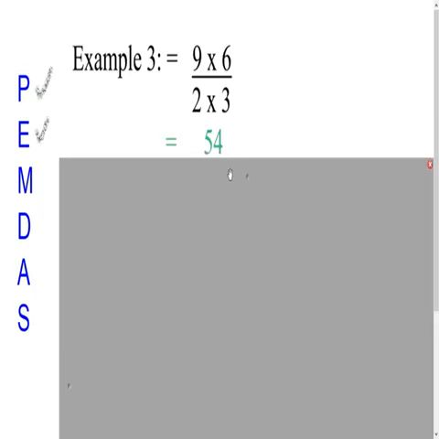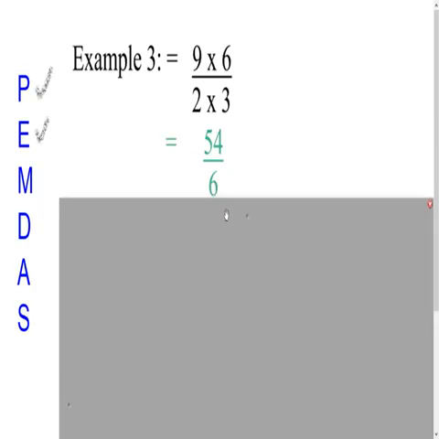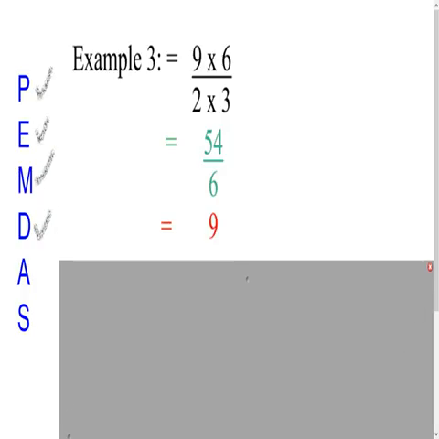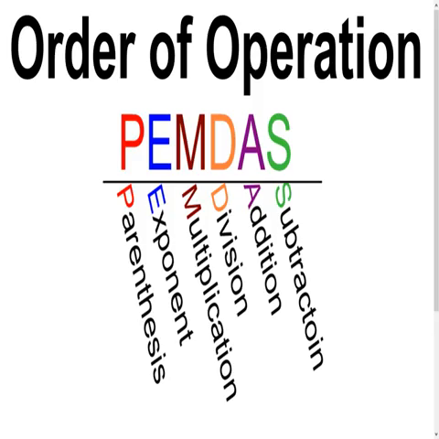9 times 6 is 54. The bottom, 2 times 3 is 6. And then we're going to divide, and we're going to get our answer of 9. So I hope this review of PEMDAS will help you along the way and you'll be successful in your order of operations problems.